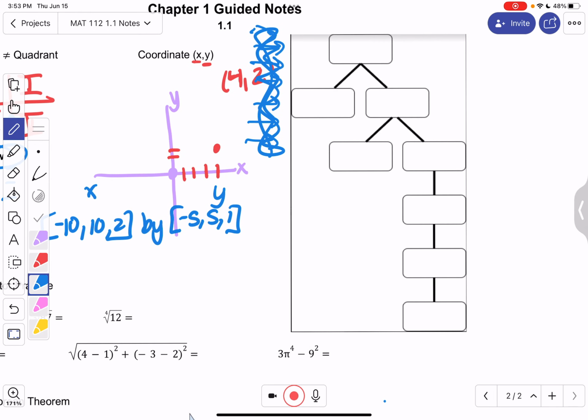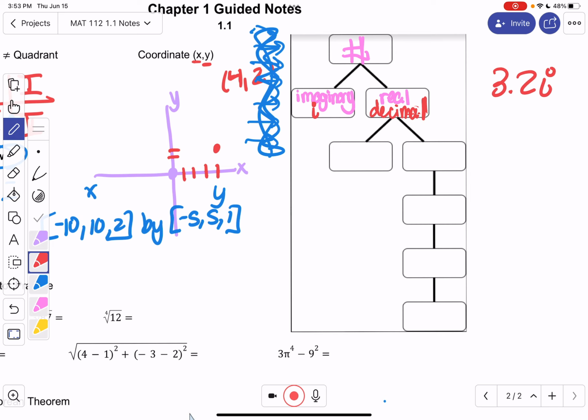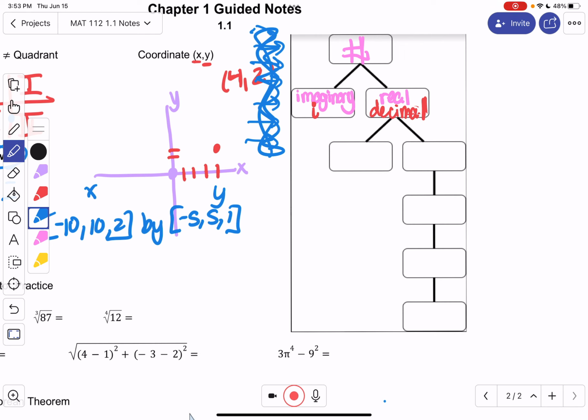Now let's talk about some different types of numbers. So there's all kinds of numbers in the world. They are either imaginary or real. An imaginary number has an i, and a real number is anything that can be written as a decimal. So 3.2 is a real number because it's a decimal. 3.2i would be imaginary.